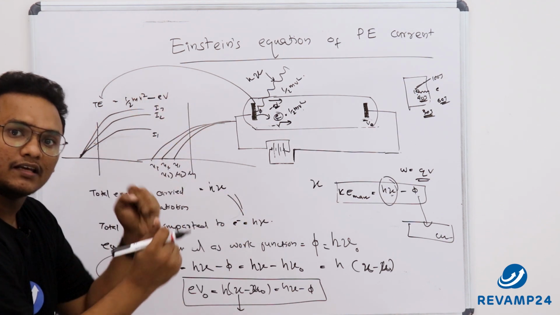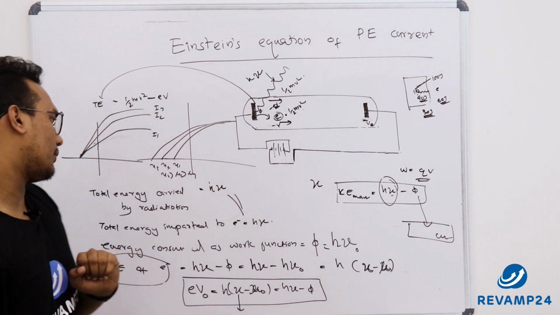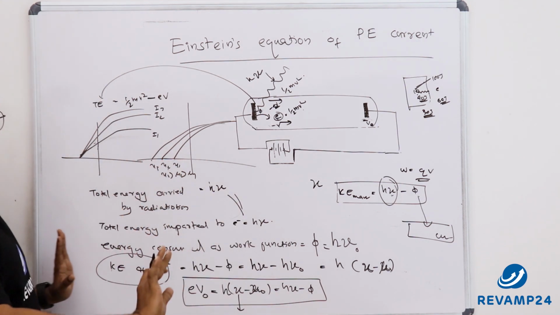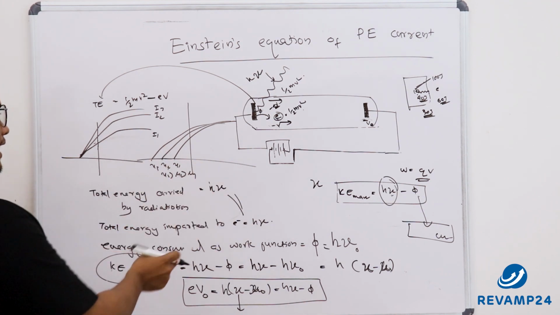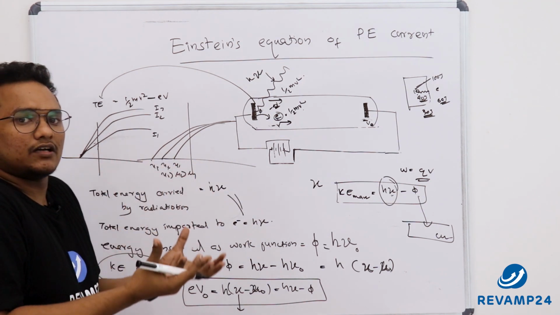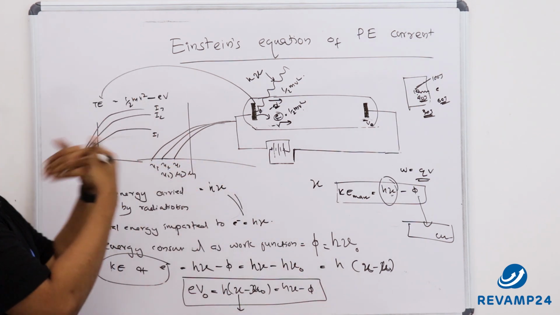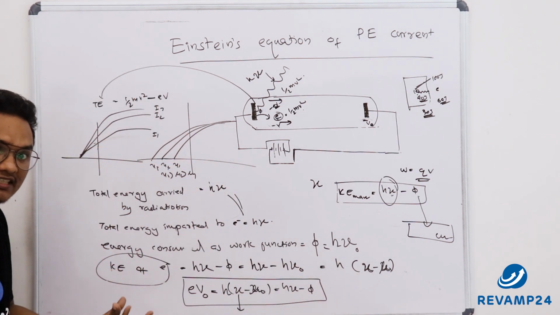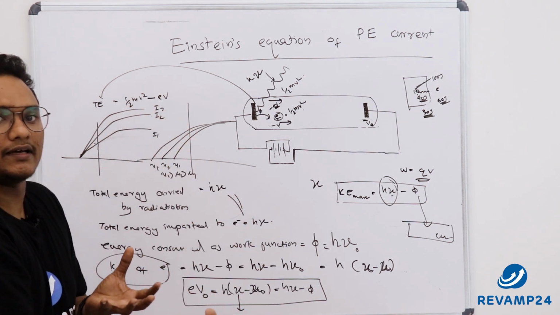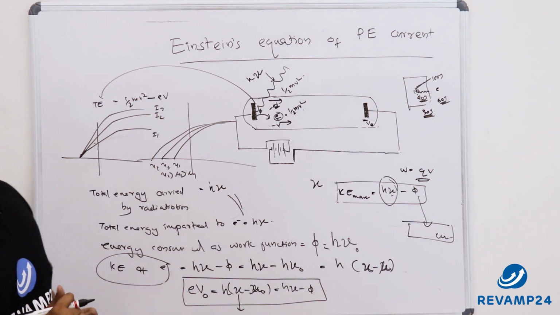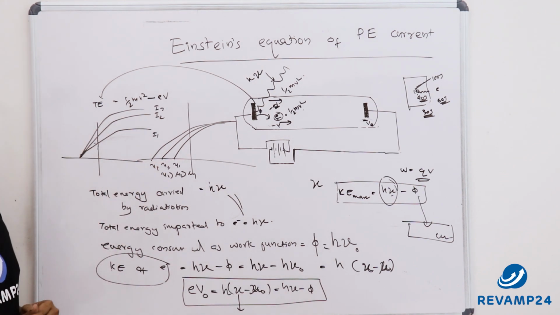Now to stop that, we have to apply a higher stopping potential. That is what is happening here. With lower frequency, a lower stopping potential can stop it. The higher the frequency, the more the kinetic energy of the emitted electron will be, and we need a higher stopping potential. The highest frequency gives the highest maximum kinetic energy of the emitted electron, so we need a higher stopping potential to stop the emitted electron. Okay, thank you.